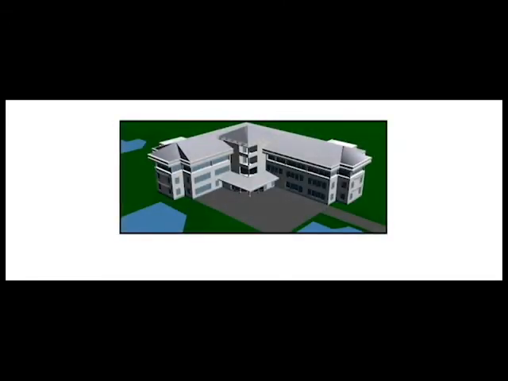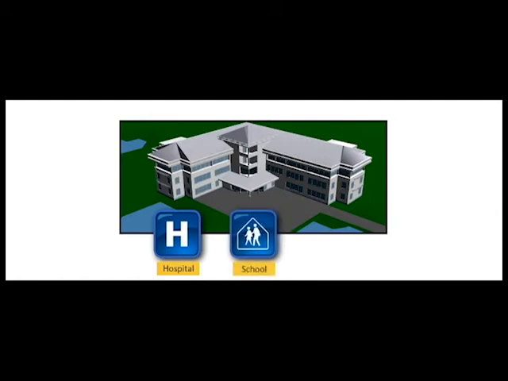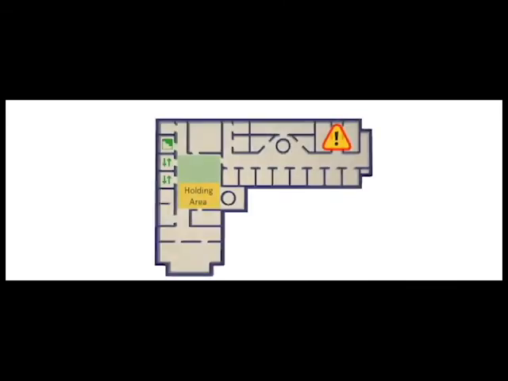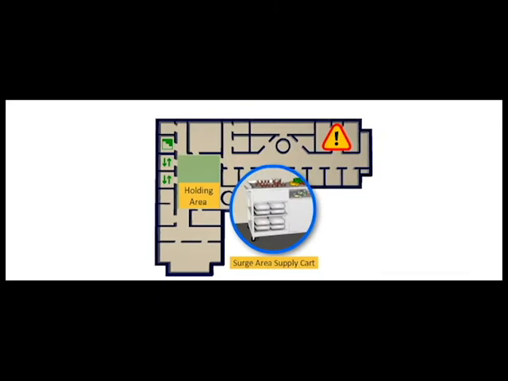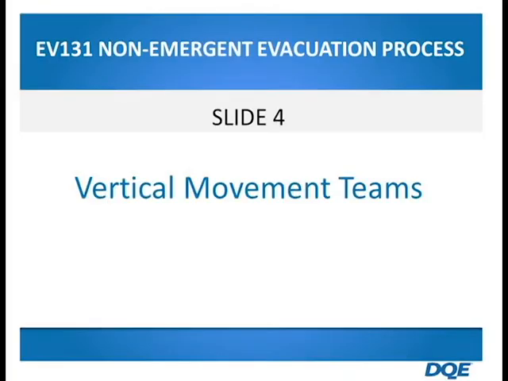In an emergent full facility evacuation, where patients, visitors, and staff must exit quickly, one or more patient holding areas may be established at a nearby hospital building, school, or other alternate care facility until patients can be properly moved off-site. Each patient holding area should be provided with 1 or more surge area supply carts that include basic materials necessary for ongoing supportive care.